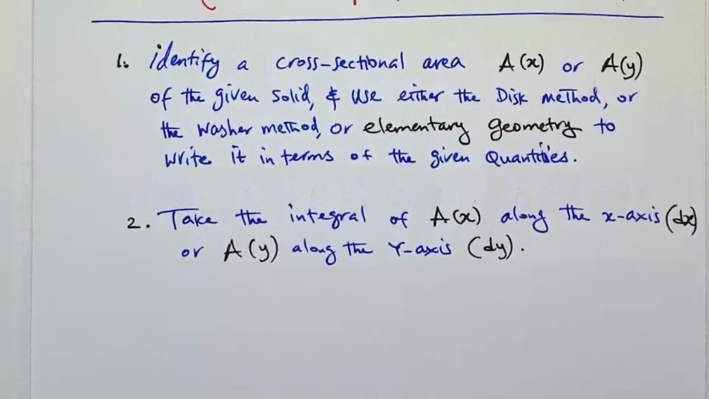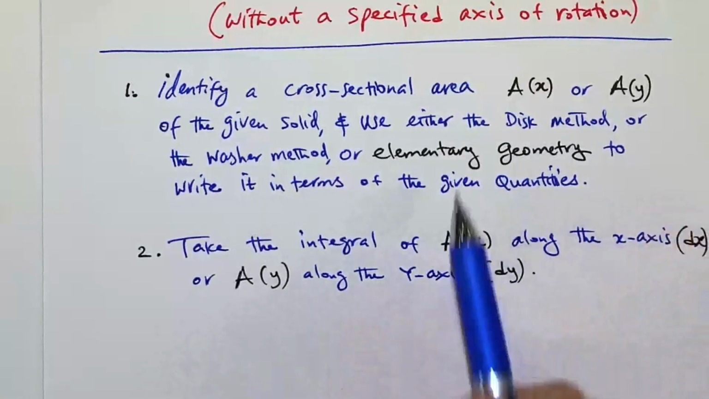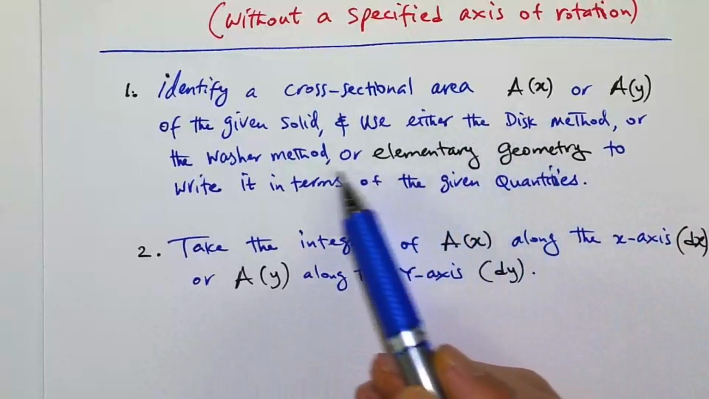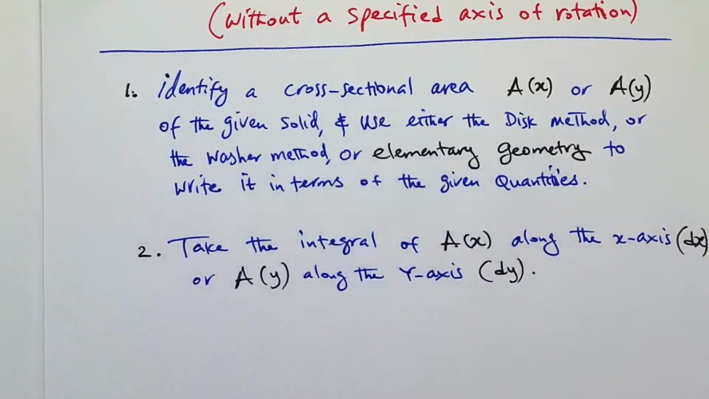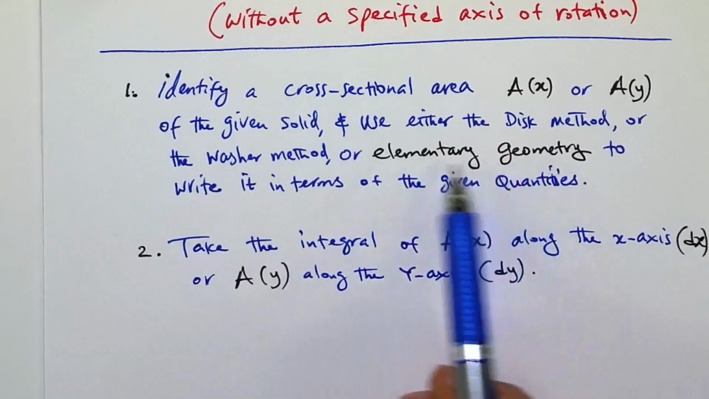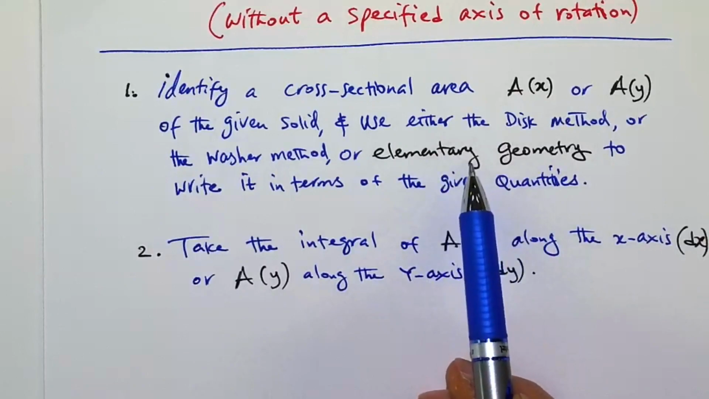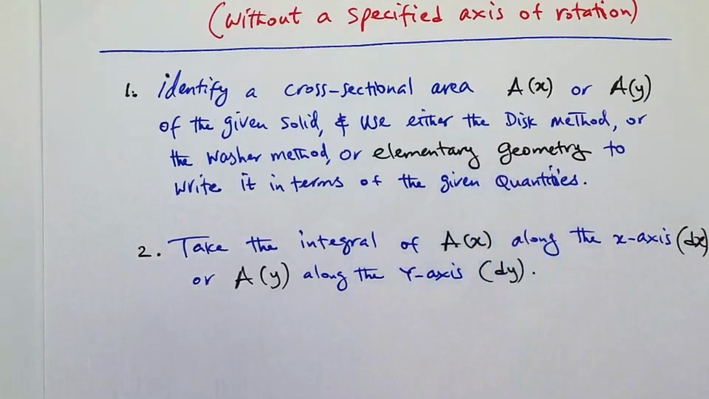Of course, if you have the disk or the washer method, then we'll use those formulas that we already discussed. But if you use the elementary geometry, then the cross-sectional area that you have itself, that is what you will have to then integrate. And we will look at a few examples of it here, and then also when we meet in class.